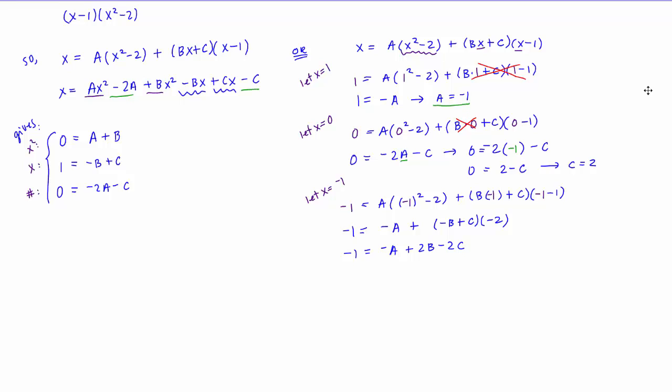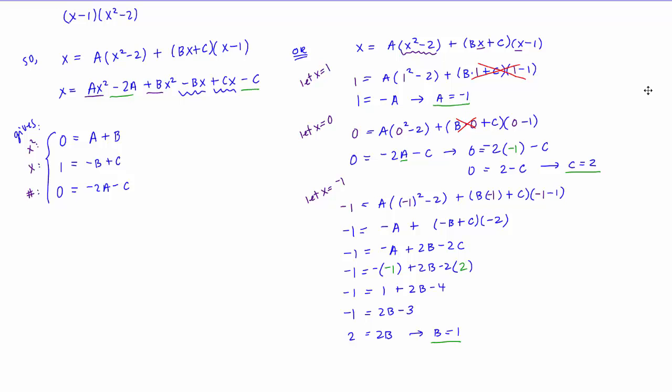We know a is 1 or negative 1, and we found that c is 2, so we can make those substitutions to solve for b. Negative 1 equals negative a plus 2b minus 2 times c. That means negative 1 equals 1 plus 2b minus 4. Negative 1 equals 2b minus 3. Add 3 to negative 1, you get 2 equals 2b. Therefore b equals 1, and we have all the undetermined coefficients.